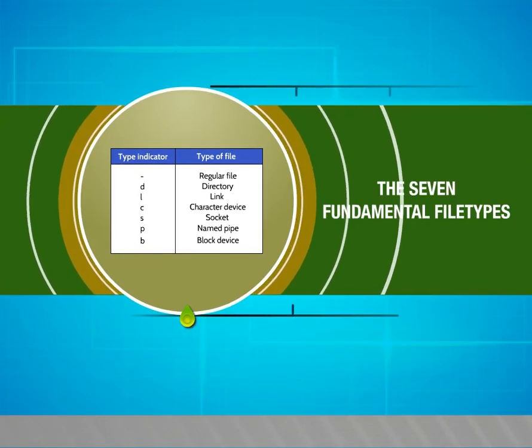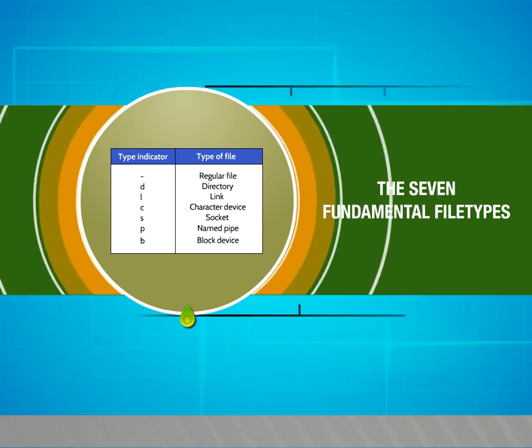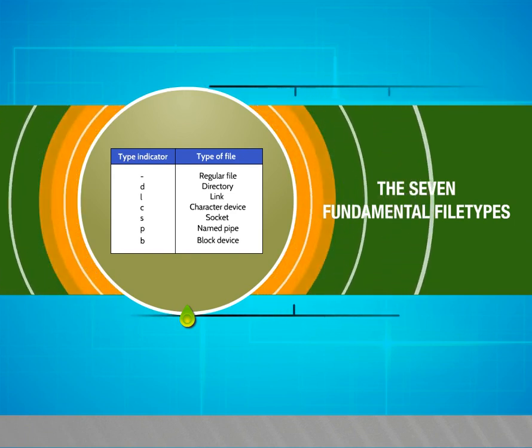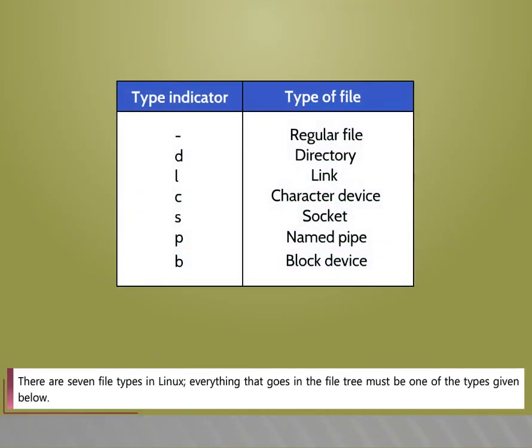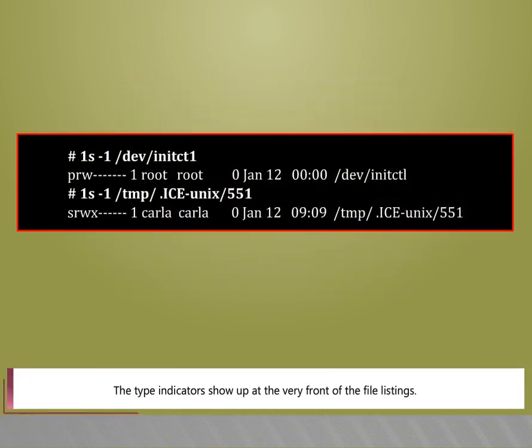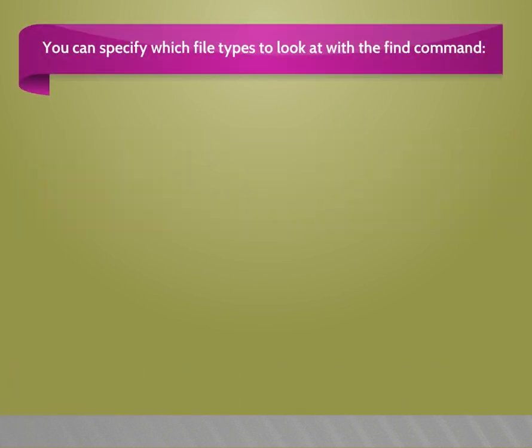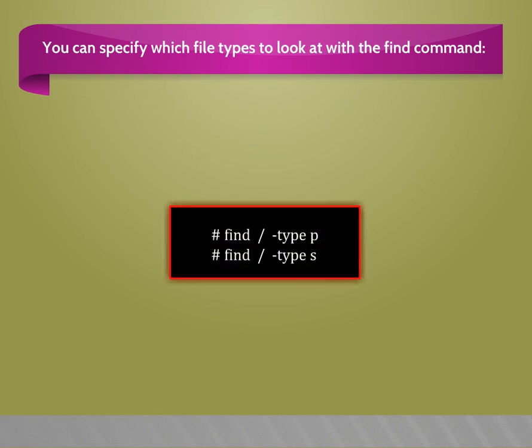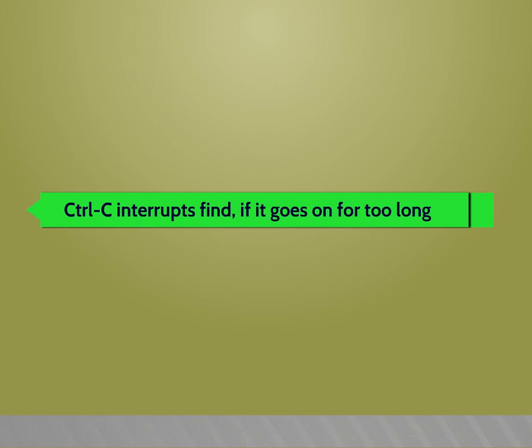The 7 fundamental file types. In this video, we are going to see about the 7 fundamental file types. There are 7 file types in Linux. Everything that goes in the file tree must be one of the types given below. The type indicators show up at the very front of the file listings. You can specify which file types to look at with the find command. Ctrl-C interrupts find if it goes on for too long.